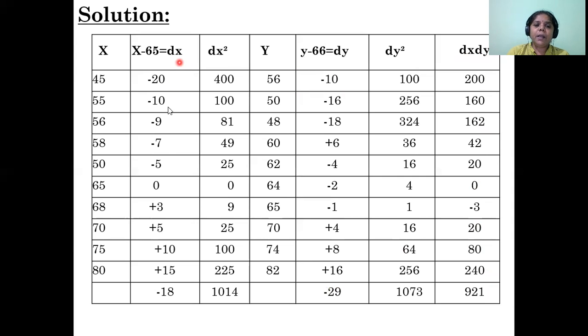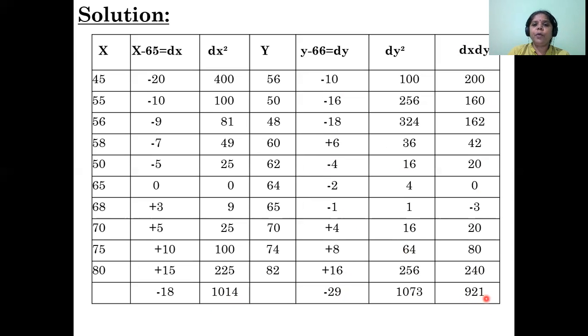This is sigma dx square, sigma dy square, and dx into dy, sigma dx into dy. So you total everything. What did you get for sigma dx? Minus 18, and dx square 1014, dy minus 29, dy square 1073, and sigma dx dy is 921.